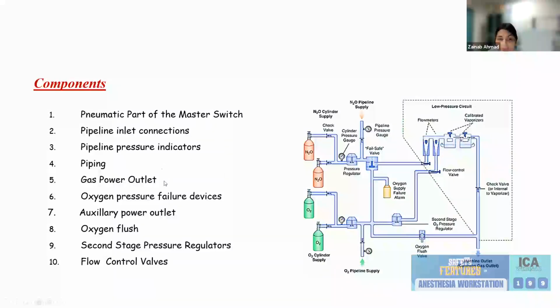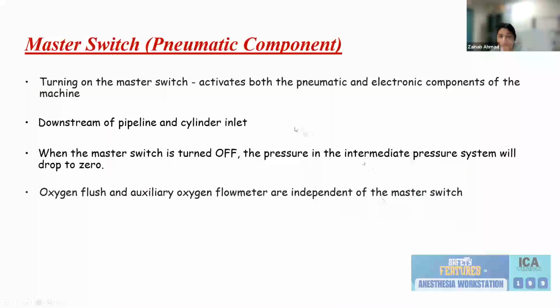Then it has the gas power outlet, the oxygen pressure failure valves, like we have fail-safe valves, then auxiliary power outlet, the oxygen supply failure alarm, the flush, the second stage pressure regulator, and the flow control valves.